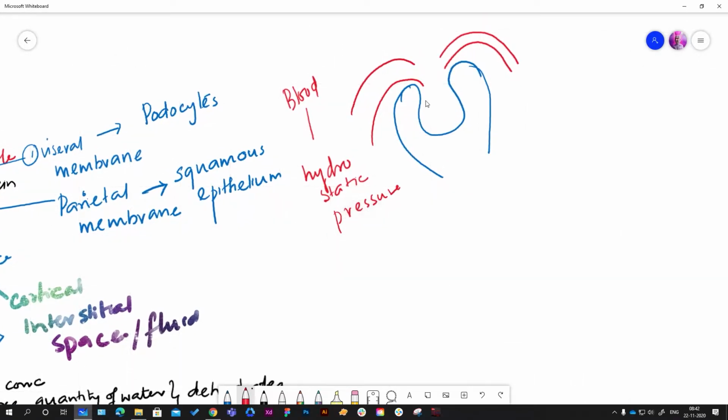The blood which is coming into the glomerulus by the afferent arteriole is coming with high pressure. That pressure is called hydrostatic pressure. Let me write it in one place so that you can remember it very well. This pressure is called hydrostatic pressure, and it is 60 millimeters of mercury.